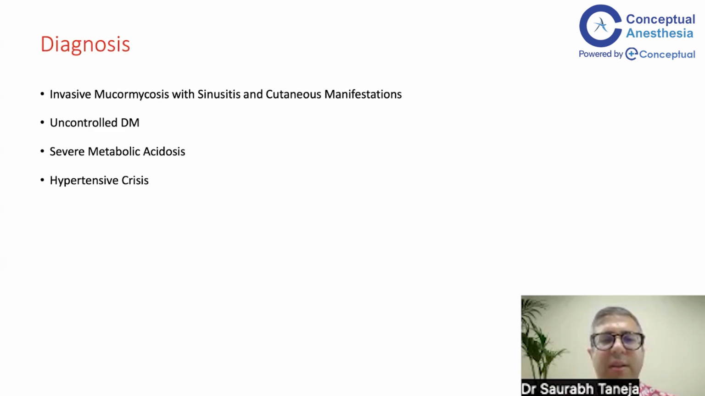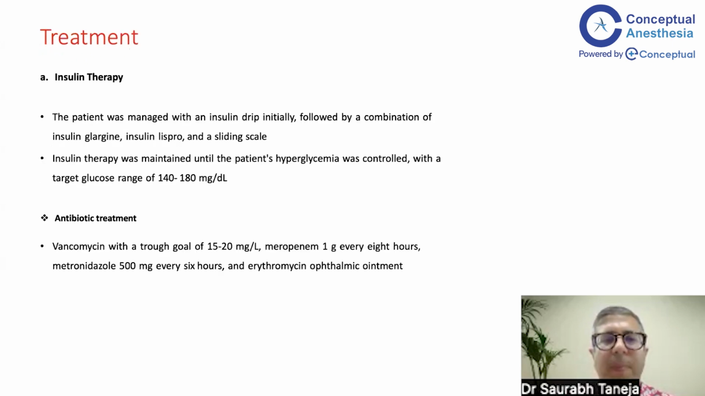In our patient, the patient had uncontrolled diabetes mellitus, severe metabolic acidosis and hypertension, and had invasive mucormycosis with sinusitis and some cutaneous manifestations. So you know the patient has uncontrolled diabetes mellitus, and you have to start with insulin therapy. Usually we start with a long acting plus an immediate acting insulin, balance those two, and try to maintain a blood glucose level between 140 to 180 milligrams per deciliter in critically ill patients.